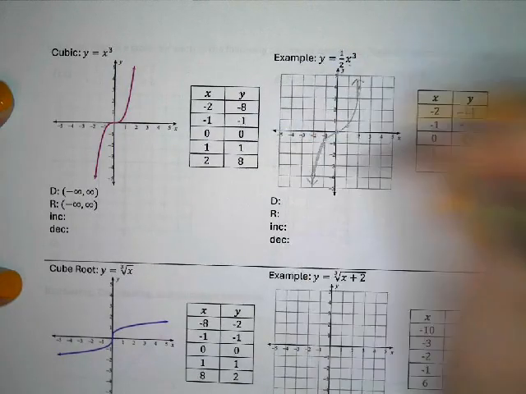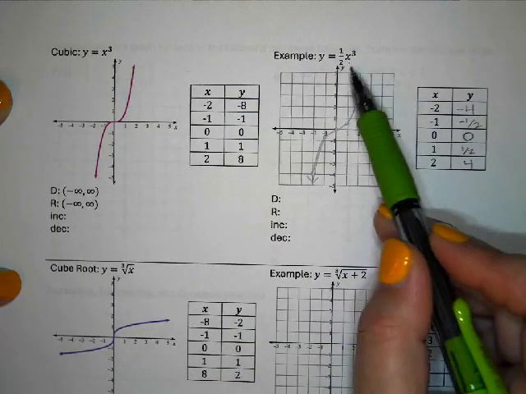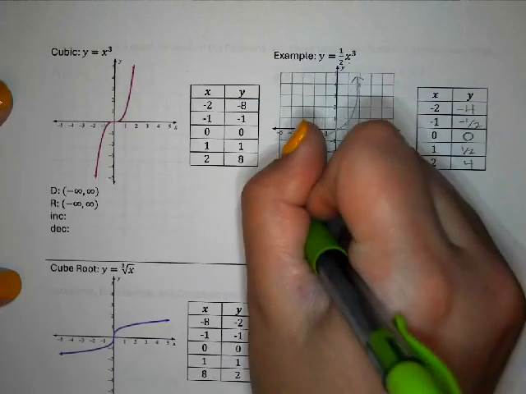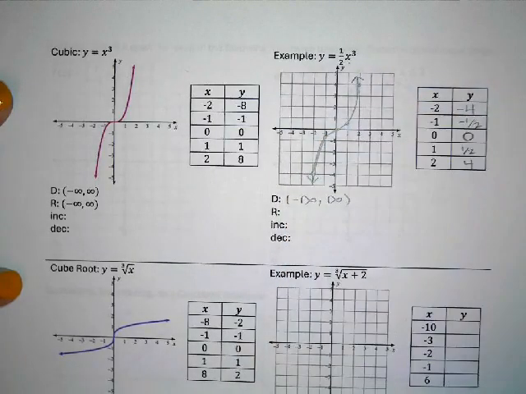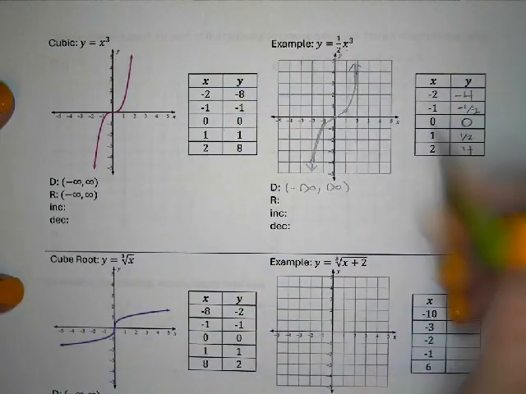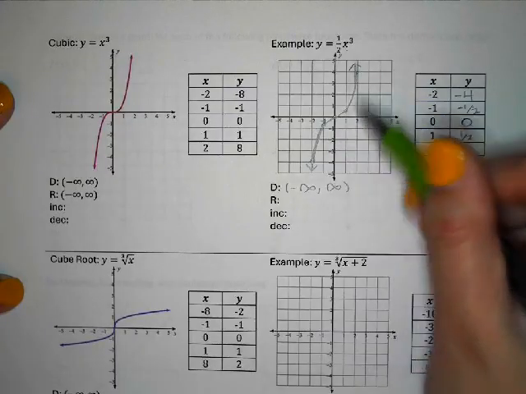Okay, so here for our domain we have -infinity to positive infinity. You can always take a number and multiply it by itself 3 times. For our outputs, we have all the negative numbers, all the positive numbers.